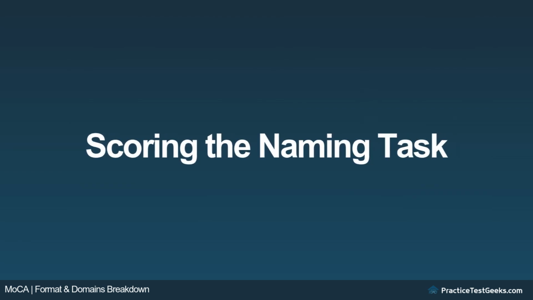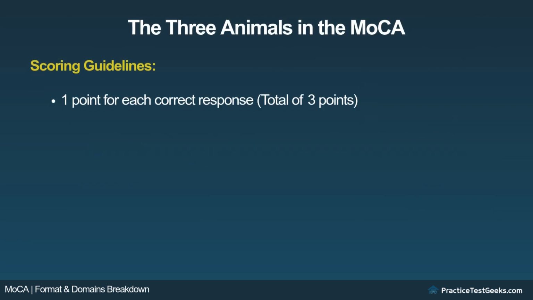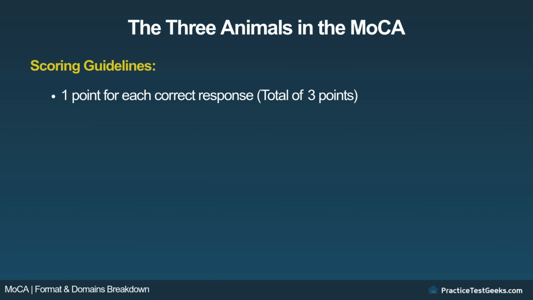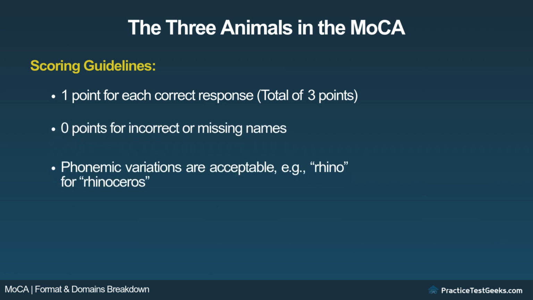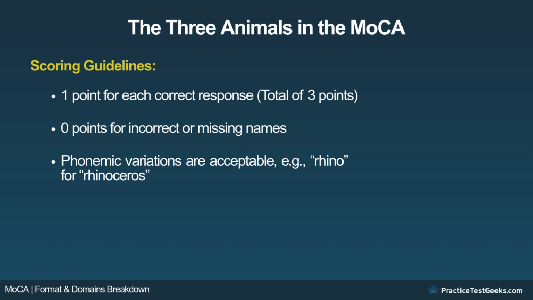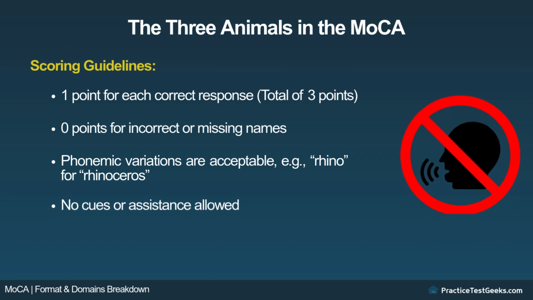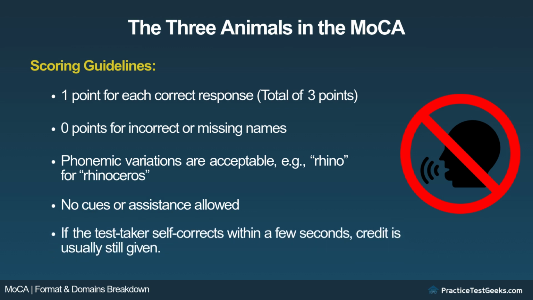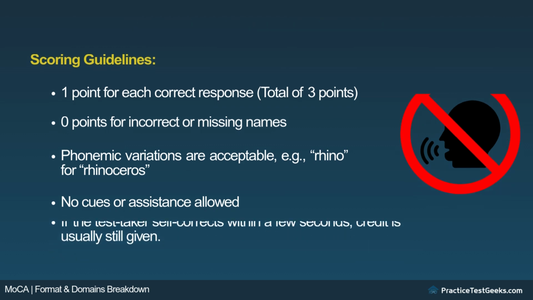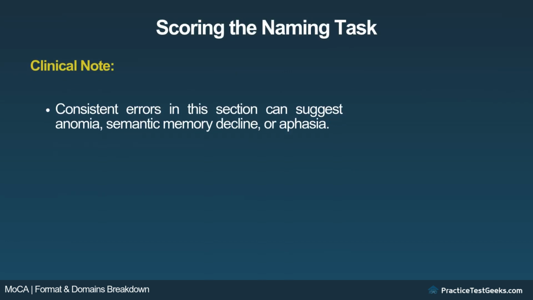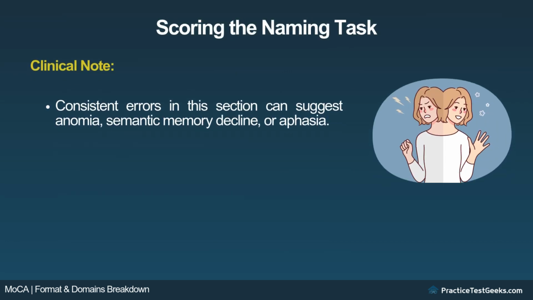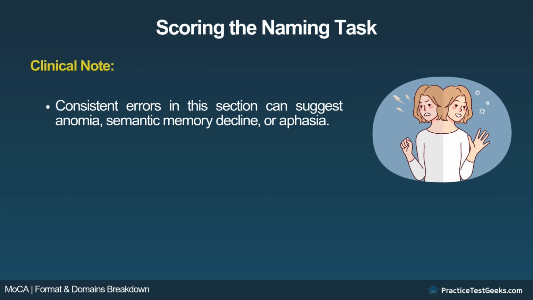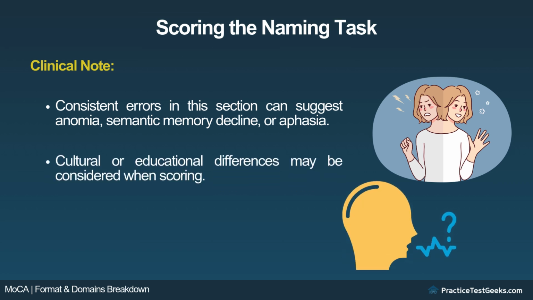Scoring the naming task. Scoring guidelines: 1 point for each correct response, total of 3 points, 0 points for incorrect or missing names. Phonemic variations are acceptable. Example: rhino for rhinoceros. No cues or assistance allowed. If the test taker self-corrects within a few seconds, credit is usually still given. Clinical note: consistent errors in this section can suggest anomia, semantic memory decline, or aphasia. Cultural or educational differences may be considered when scoring.